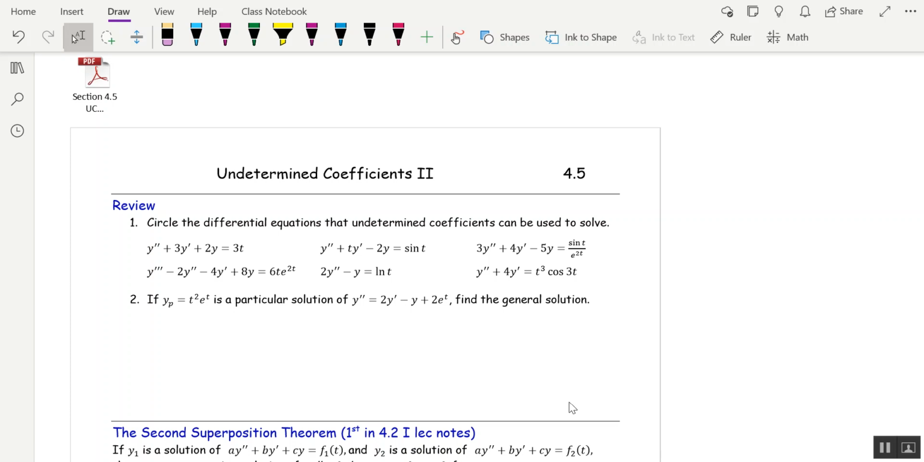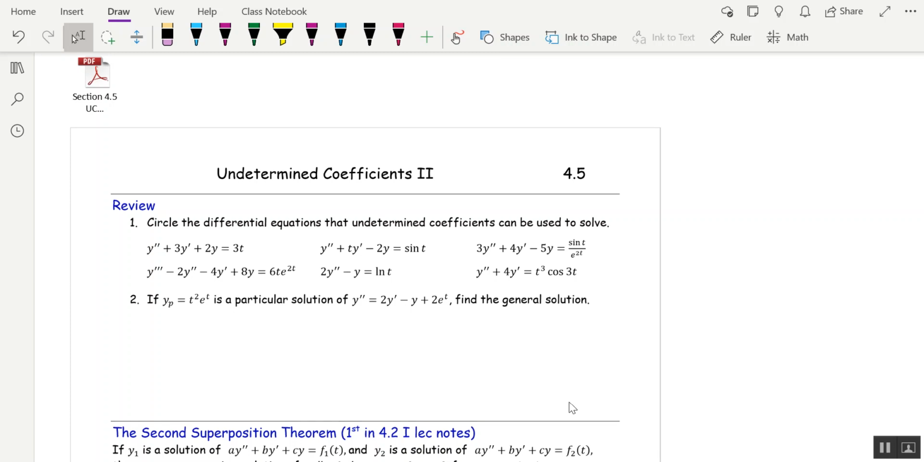Welcome to section 4.5. The last video was a little bit long, and so I'm going to make it up to you by making this one a little bit short. In addition, I think I may have referred to 4.1 in the last section. If I did, what I meant was 4.2 part 1, since we actually didn't do 4.1 formally.